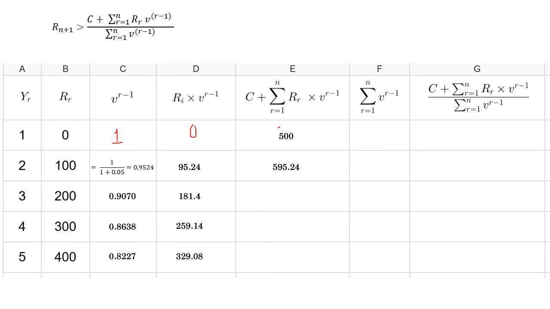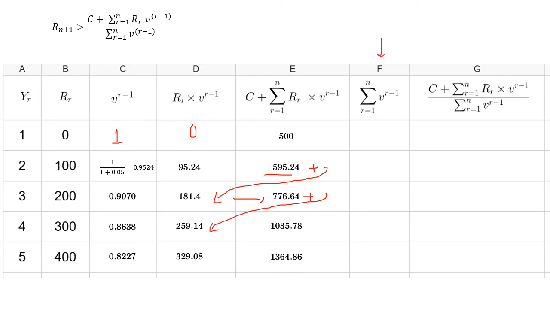Similarly, if you go on calculating the values, for r equals 3 you should get 776.64, which is simply 595.24 plus 181.4. Then 776.64 plus 259.14 will give you 1035.78, and finally 1364.86. So pause the video and verify those values.